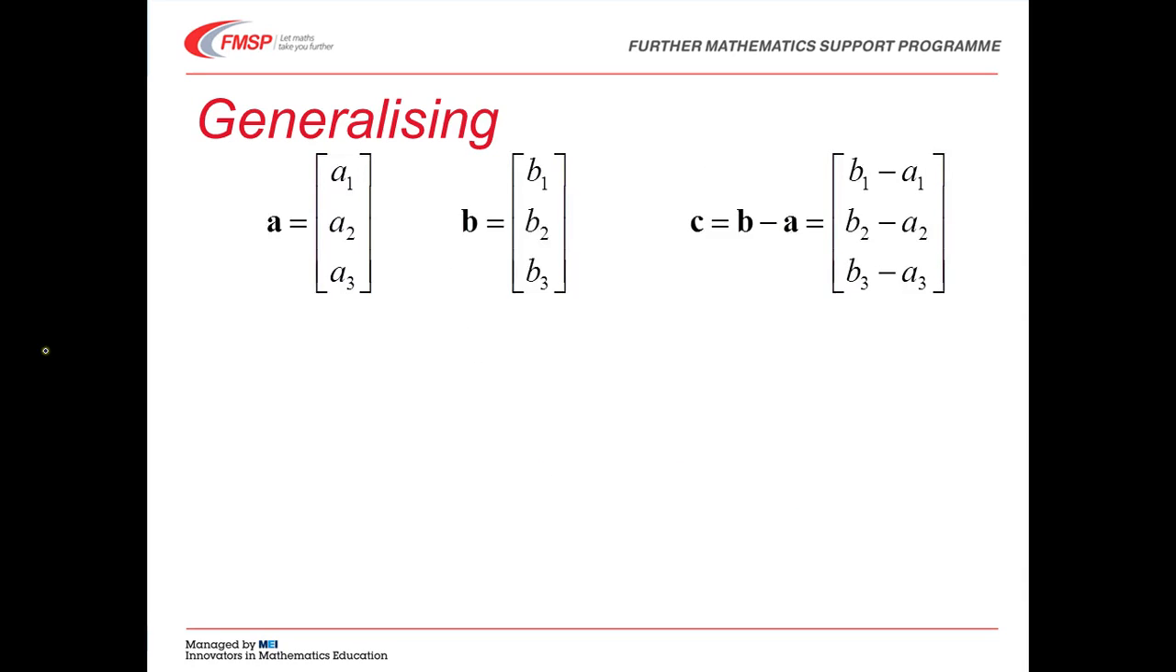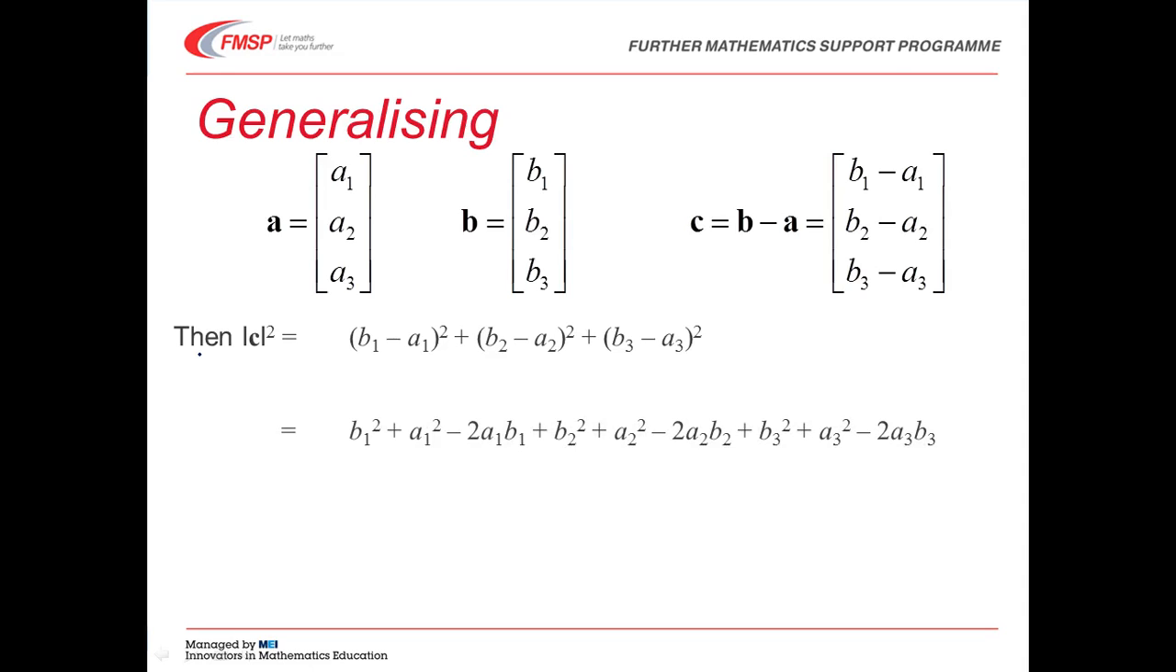Right, so let's have a look at the size of these vectors. Well, the size of C all squared, so I don't need to bother with the square root signs, is B1 minus A1 all squared, plus B2 minus A2 all squared, plus B3 minus A3 all squared. I'm going to multiply out each bracket, and then I'm going to collect things together.